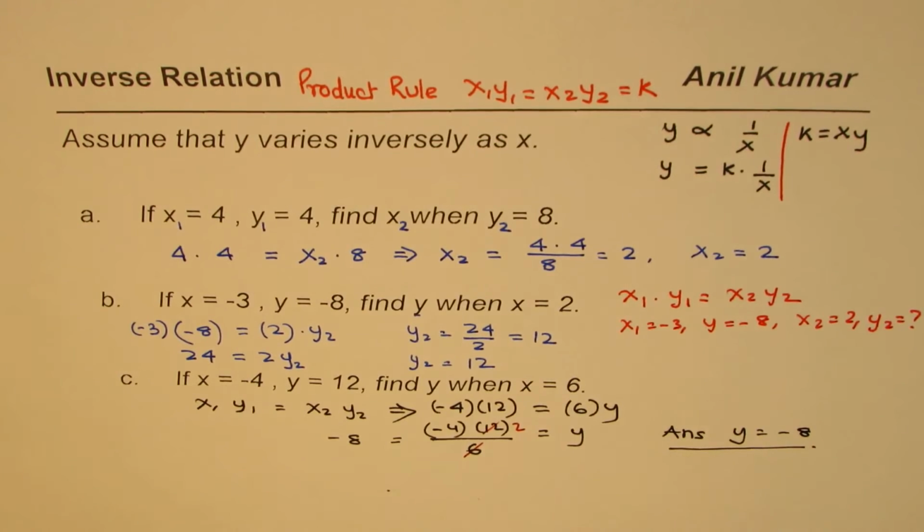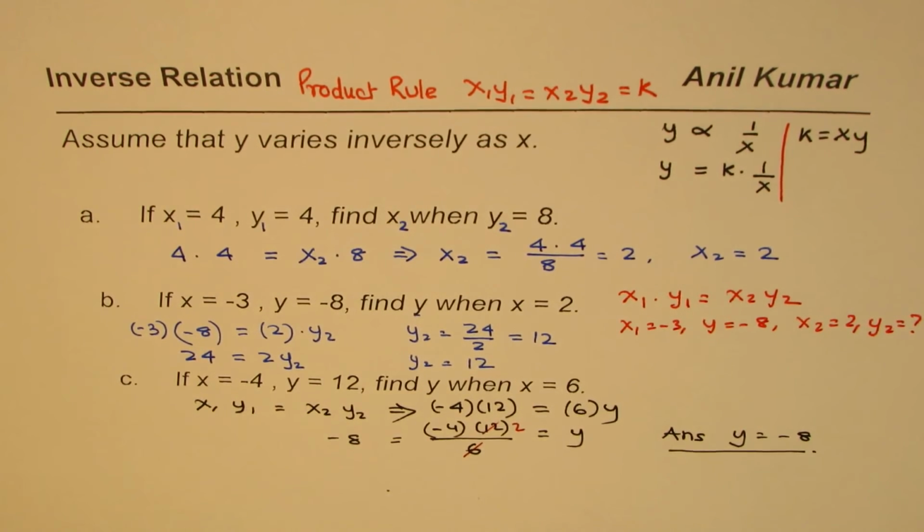Do you see that? So that is how you can actually solve questions relating to inverse relation when we are given some points, right? So the idea here is that the product of the dependent and independent variables x and y is always constant, and that helps to solve such questions.